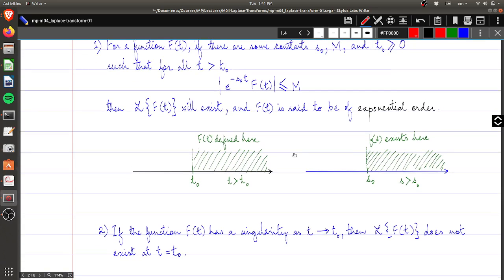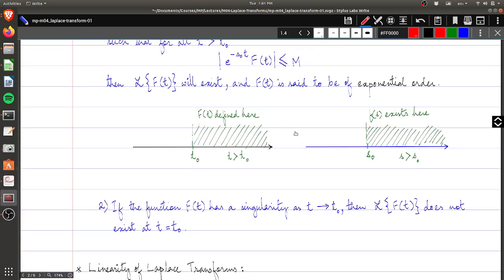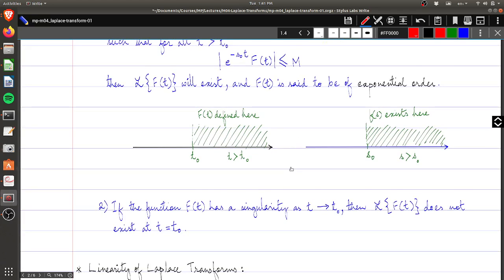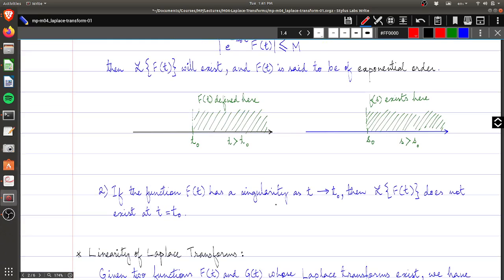There's another condition, and that is if the original function f of t itself has a singularity at t equals t naught.